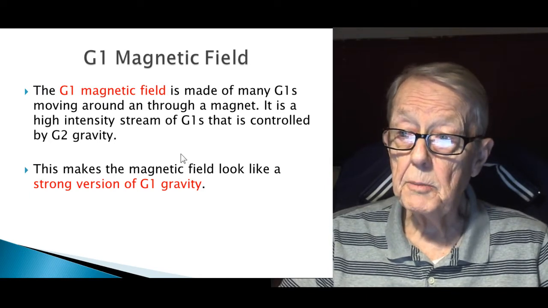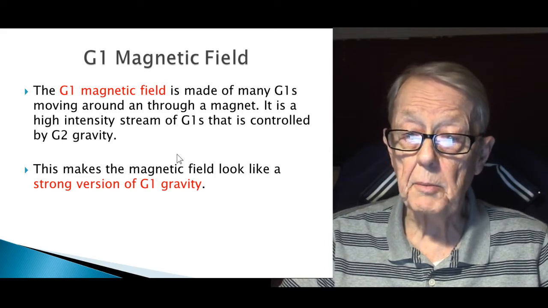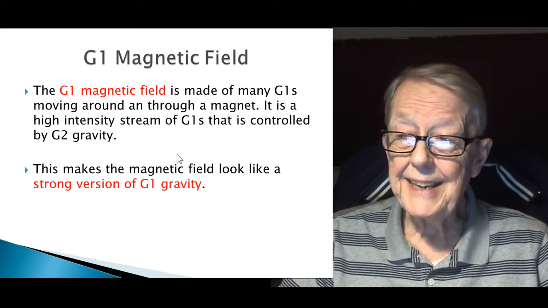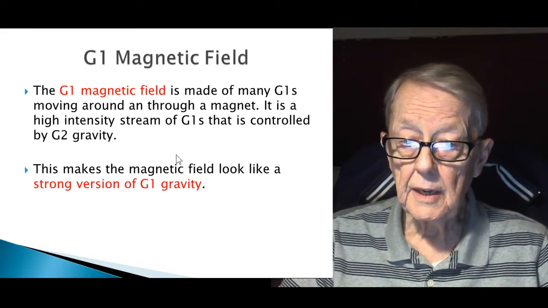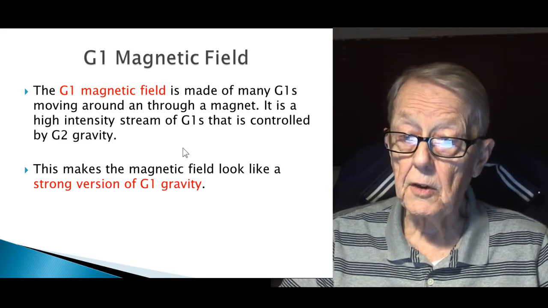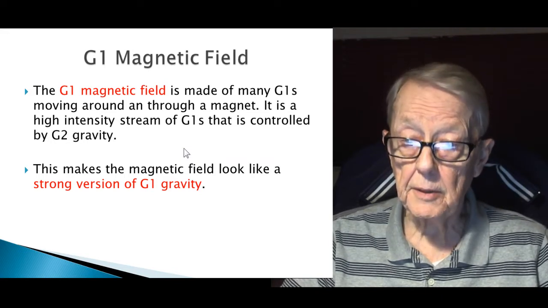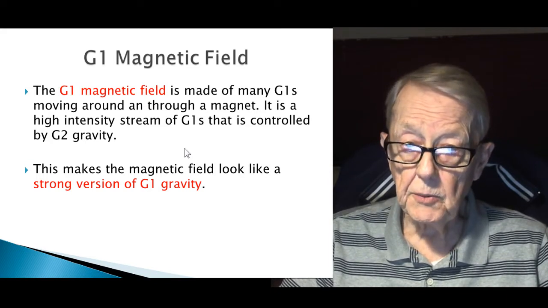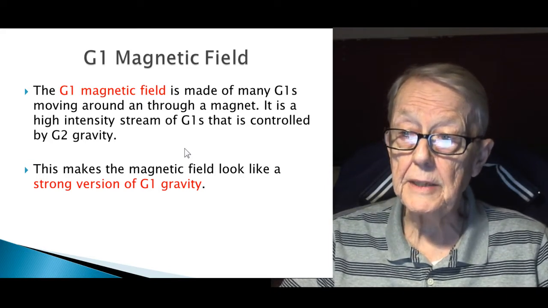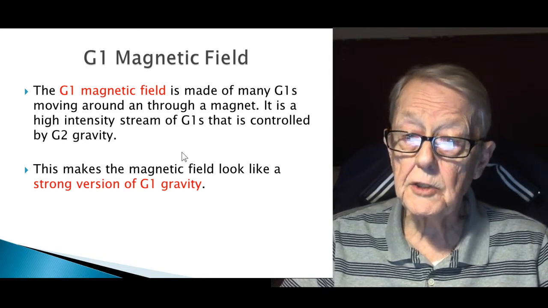And then there's a G1 magnetic field. It's made up of many G1s moving around and through the magnet. It is a high-intensity stream of G1s that is controlled by G2 gravity. This makes the magnetic field look like a strong version of G1 gravity. Think about it. The same particle, magnetic field, is a strong force. Gravity, G1 gravity, is a weak force, and it all depends on the intensity.